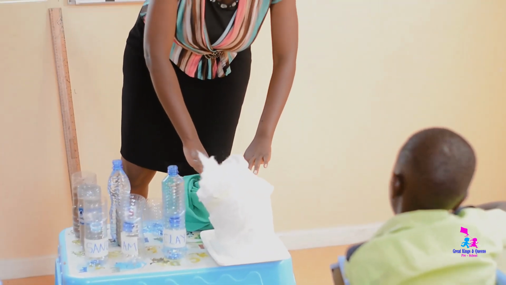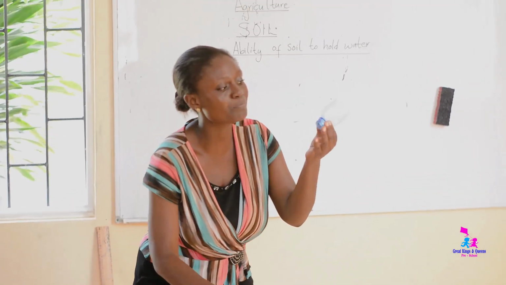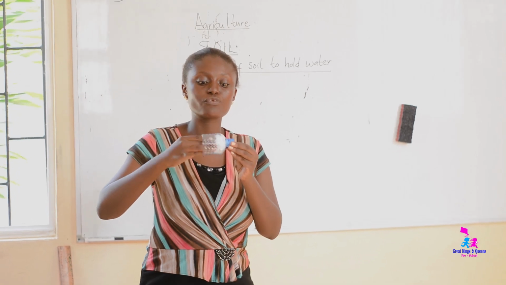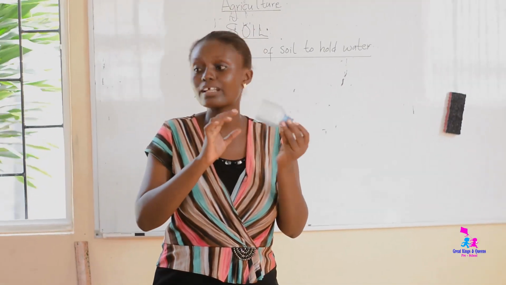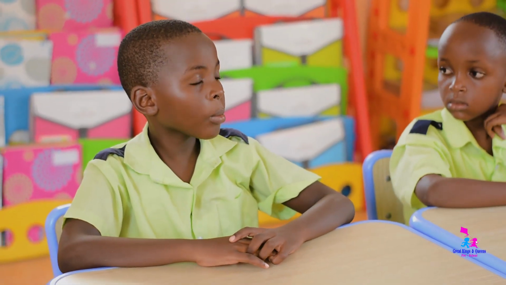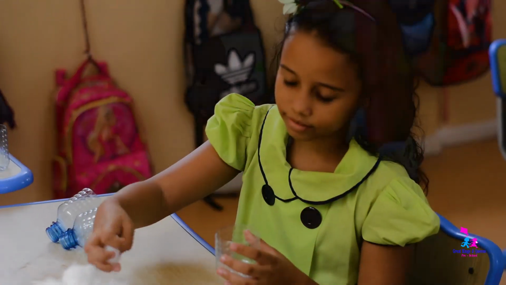So first, our first step is to block this part with cotton wool. Why do you think we're doing this? What is the reason for doing this? The first step is to block this part with cotton wool. Why are we doing that? To prevent the soil from pouring out.